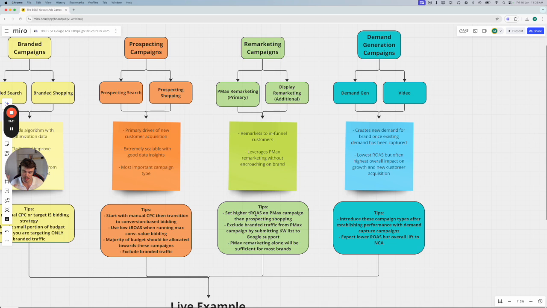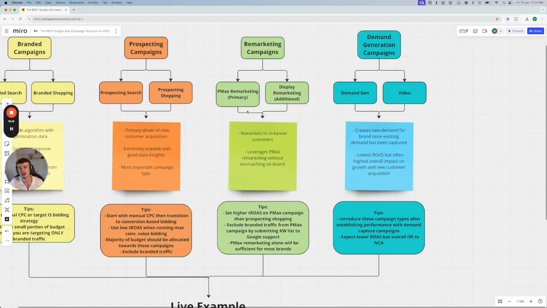Both very important. Sorry, it's a little bit convoluted. I know it's a little bit complex, but I promise you this structure does work well when it's set up correctly. And it's sort of the cutting edge thing right now with Google Ads from what I've seen across a few different users and a lot of accounts. PMAX remarketing alone will be sufficient for most brands. Like I said, you can really use this PMAX to your advantage.